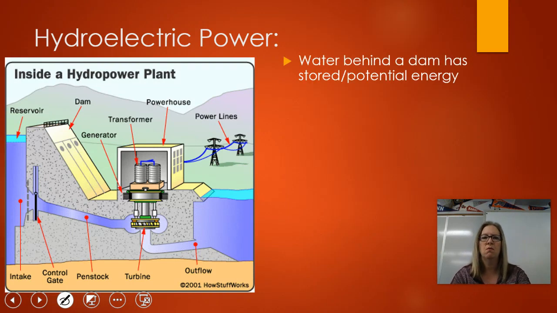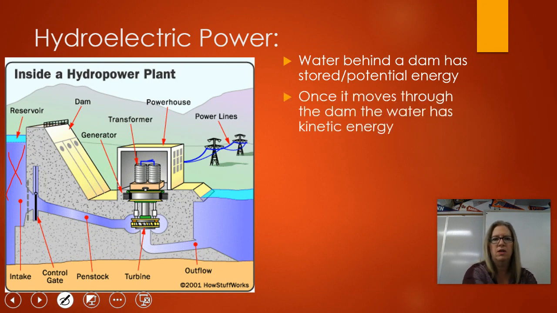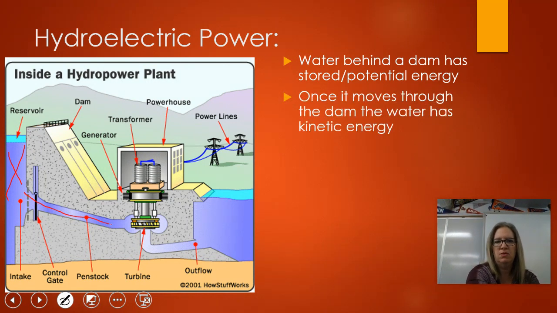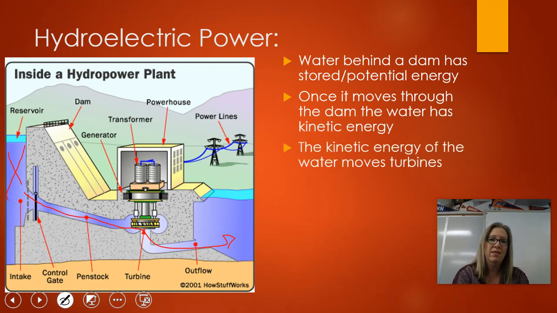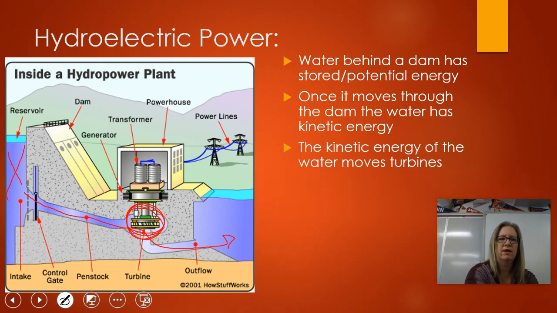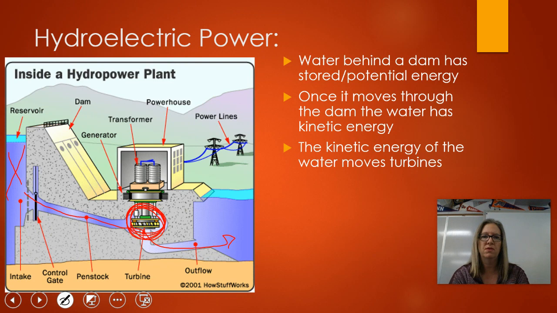So this is how it works. The water back here, okay, behind the dam, contains potential energy, which is a stored energy. It's just waiting to flow, okay? Once it does flow, so this gate opens up and it flows through here to the other side of the dam. As it's moving, it's releasing kinetic energy, which is the energy of motion, okay? Well, while that's moving, that kinetic energy is turning this turbine right here. Okay, so just the movement of water.